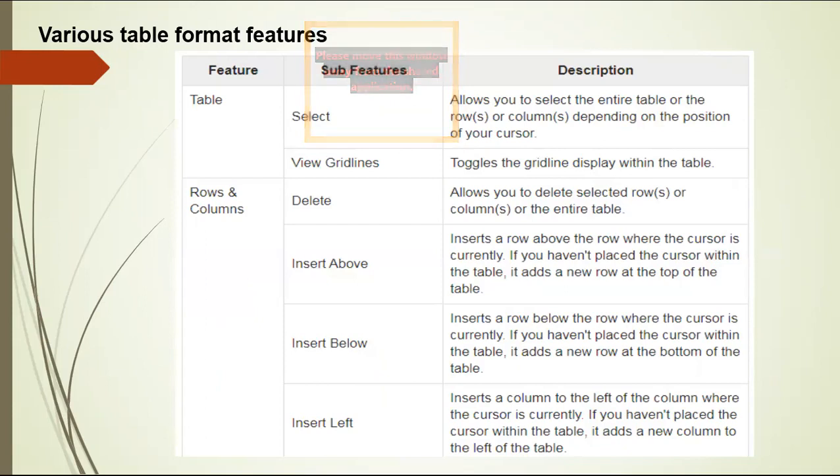Then we have also to view the grid lines. Okay, so ano ba yung grid lines na yan? So yun yung mga lines sa mga table. Okay, example ito, yung table natin, yan, grid lines tawag yan. Then the toggles, the grid lines display within the table. Yan.